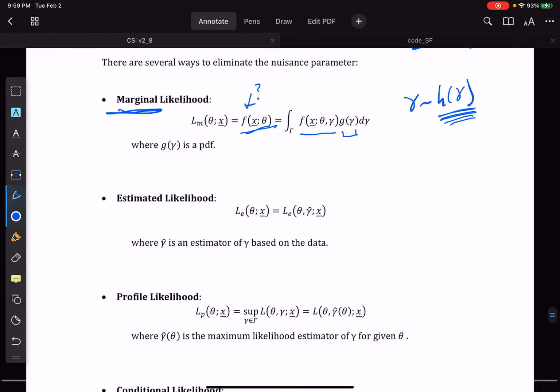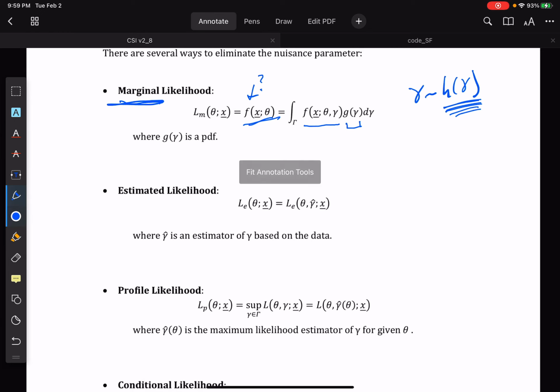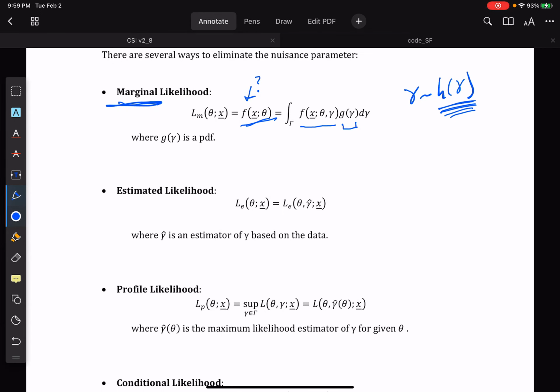The estimated likelihood is probably the most frequently used, and it's the easiest. What it says is you take the original density that you had that was a function of theta and gamma, and you're interested in theta, so you're just going to plug in a guess for gamma. Well, what would a guess be? A guess can be anything, any estimator of gamma.